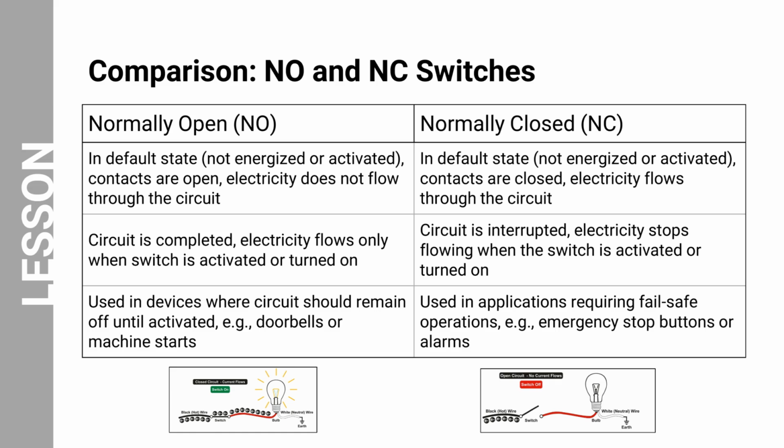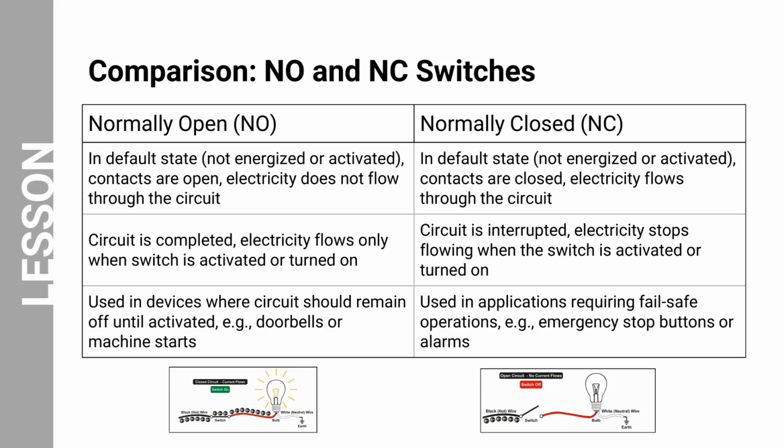Let us now look at the comparison between normally open and normally closed switches. A normally open switch is designed so that in its default state, when it is not energized or activated, the contacts remain open, preventing electricity from flowing through the circuit. For current to flow, the switch must be activated, completing the circuit and allowing electricity to pass. Normally open switches are commonly used in applications where the circuit should remain off until intentionally activated, such as in doorbells or machine start buttons.